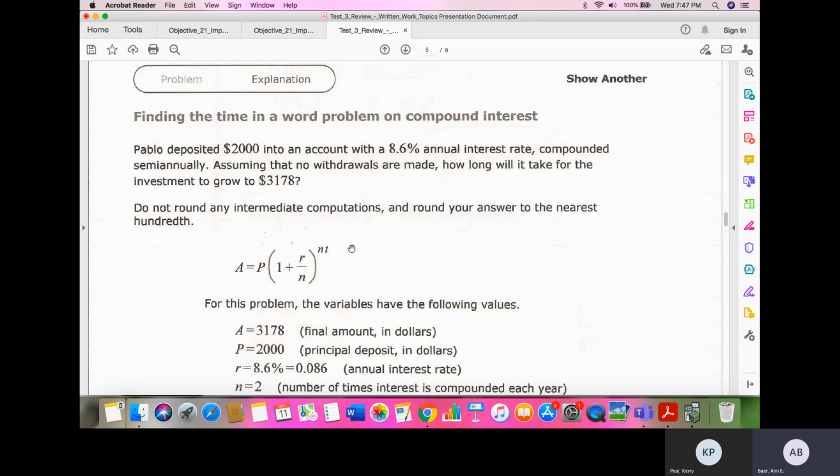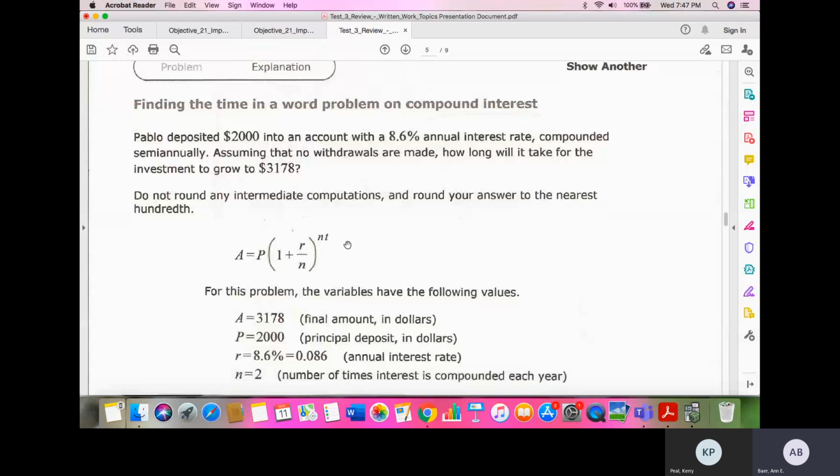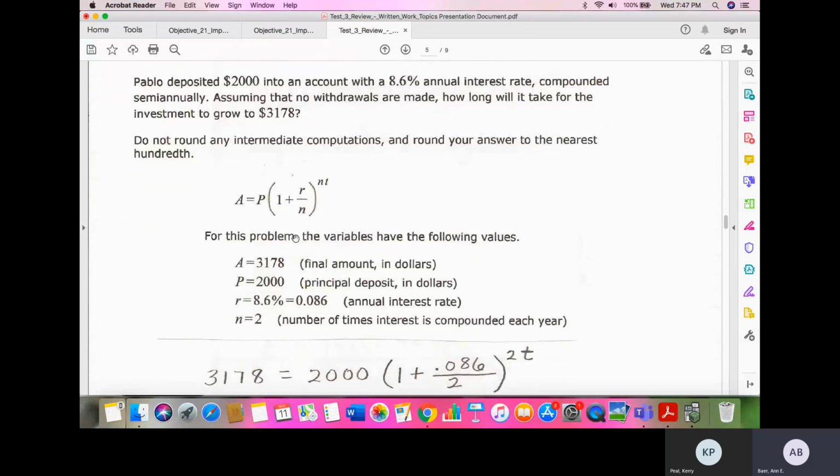So your only option, if you want to solve for a variable in the exponent like this n or this t, is to take the log of both sides. I did just copy this out of Alex. This will not be on the test here. You will need to know this formula right here: A equals P times (1 plus r divided by n) raised to the nt power.